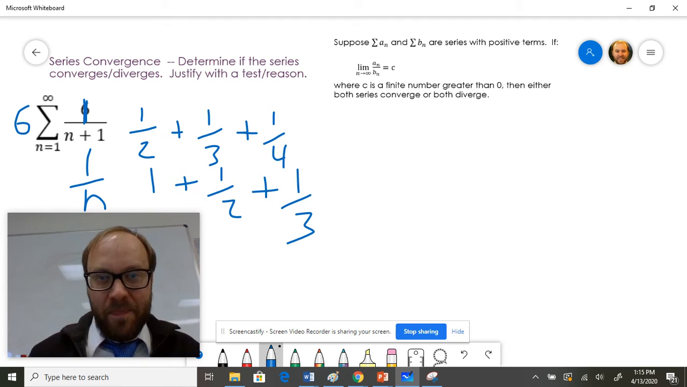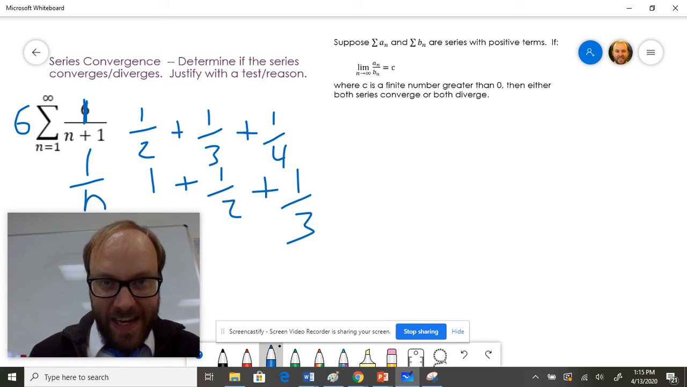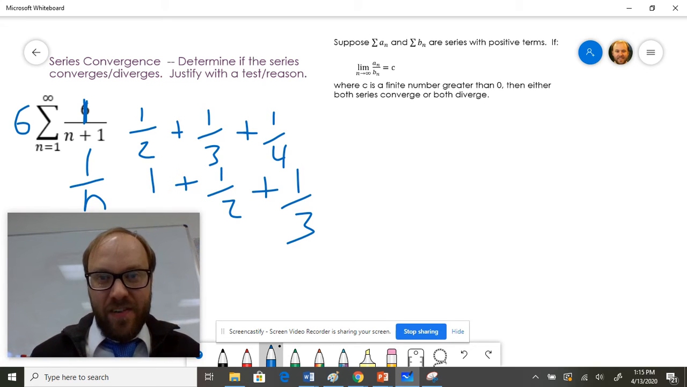There's one problem, though. The harmonic series is divergent. If I'm going to use the comparison test, the series that I'm trying to determine whether or not converges or diverges needs to have terms that are greater than the terms of the divergent series. Because if I have this divergent series and the terms add up to infinity, and I have terms that add up to something bigger than that, it's also going to add up to infinity.